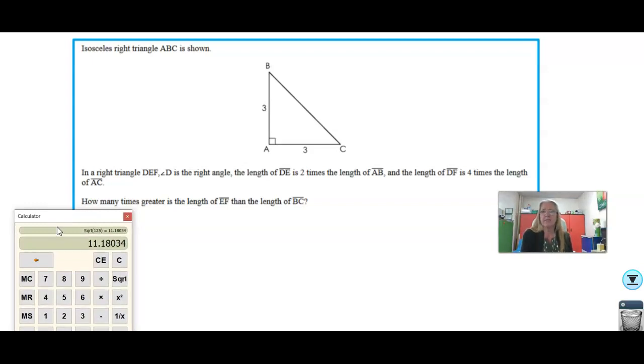Isosceles right triangle ABC is shown. In a right triangle DEF, angle D is the right angle. The length of DE is 2 times the length of AB, and the length of DF is 4 times the length of AC. How many times greater is the length of EF than the length of BC? The only way I can figure to do this one is to use the Pythagorean theorem.